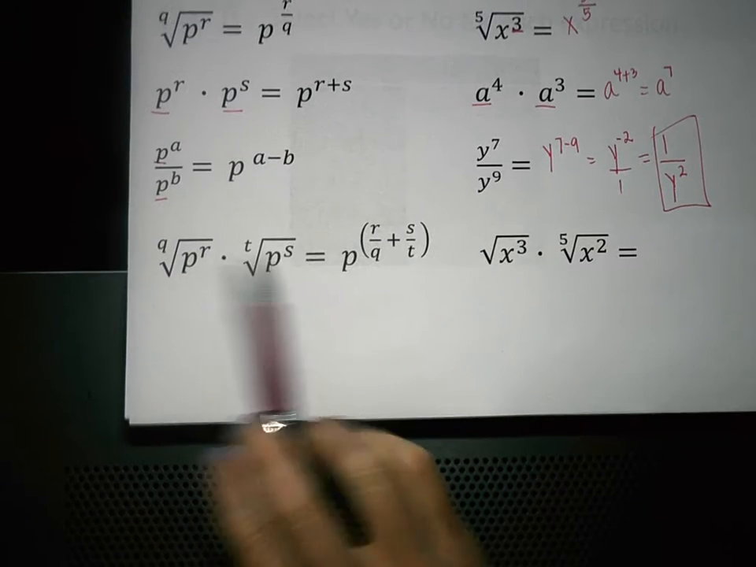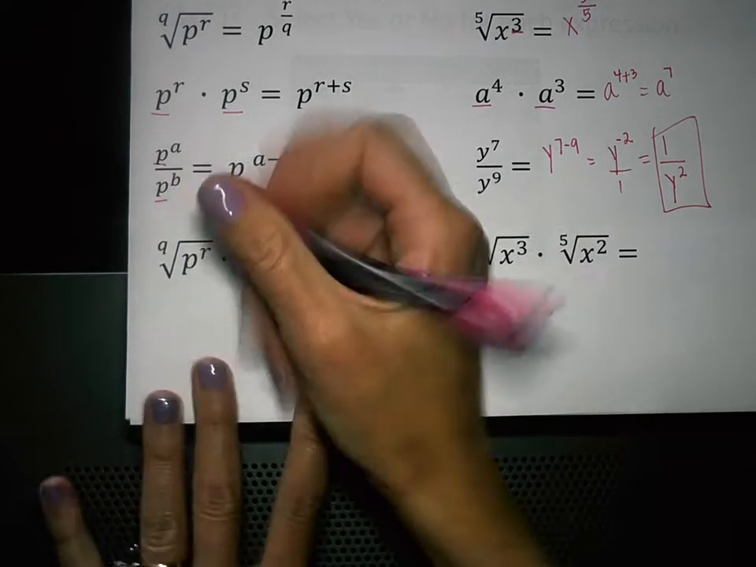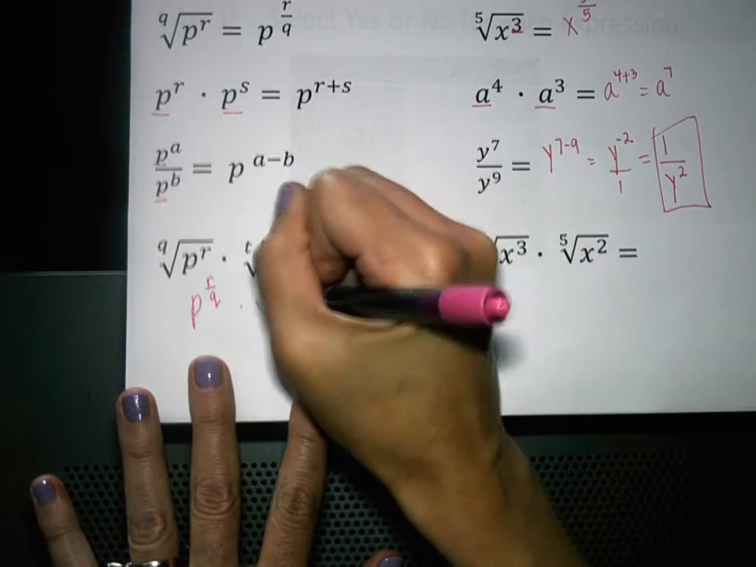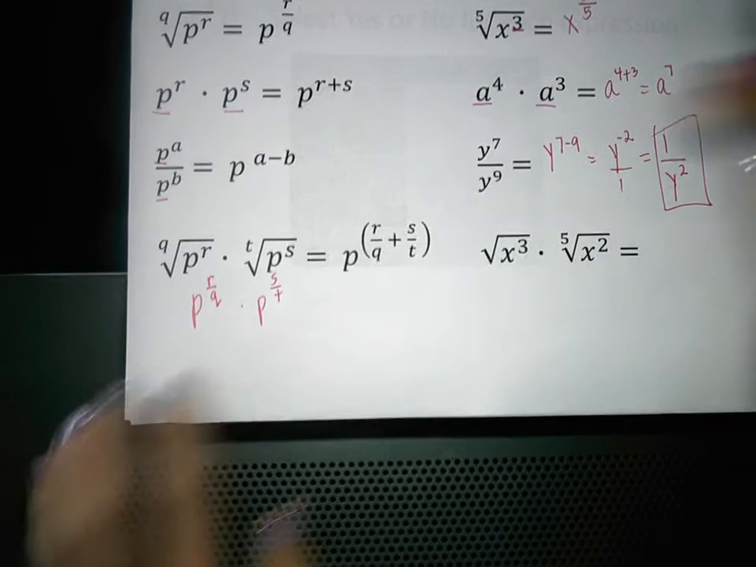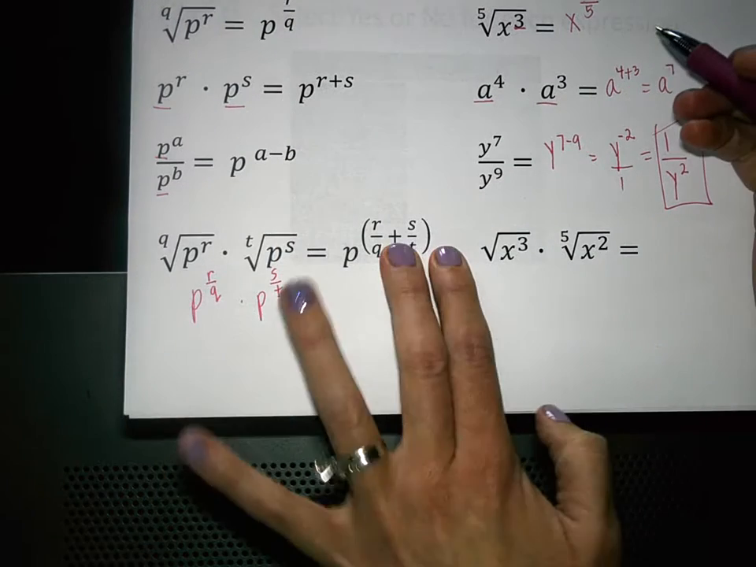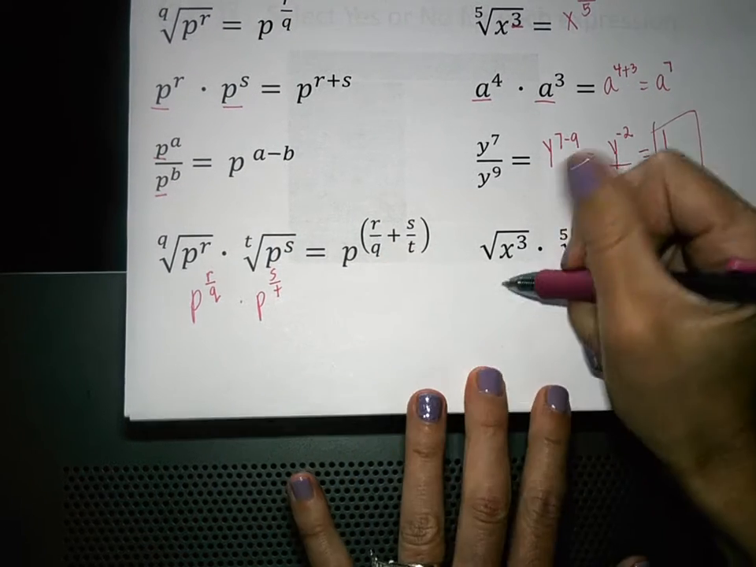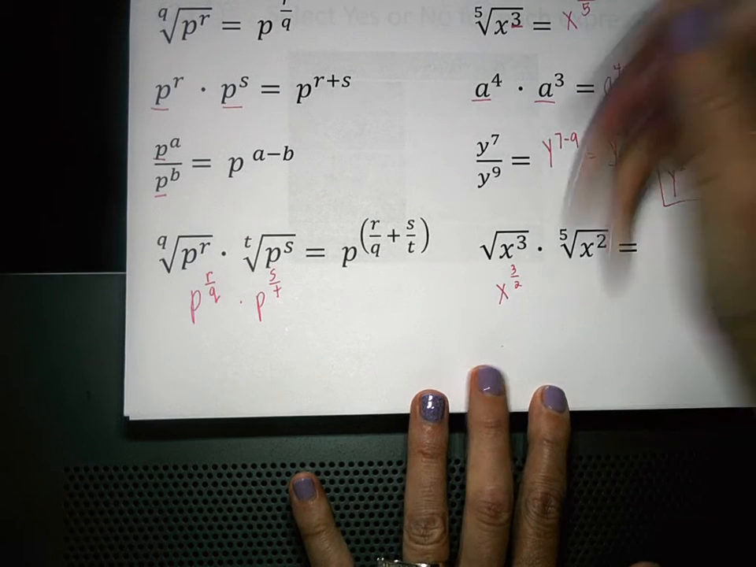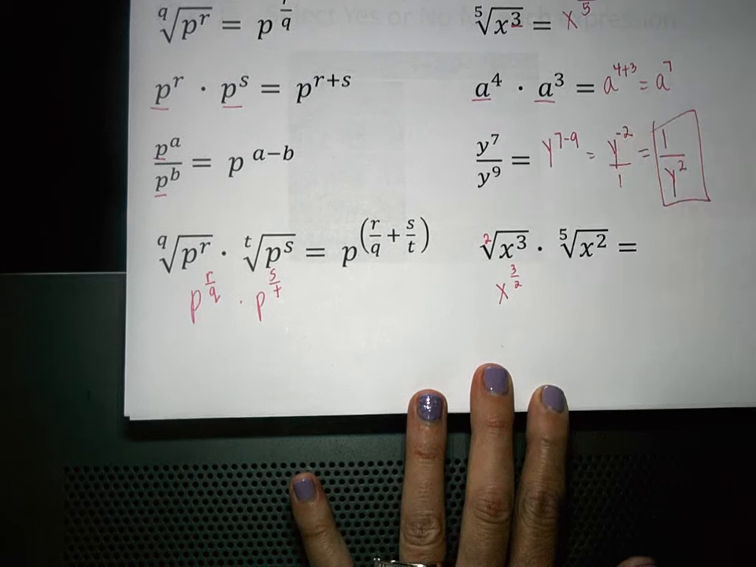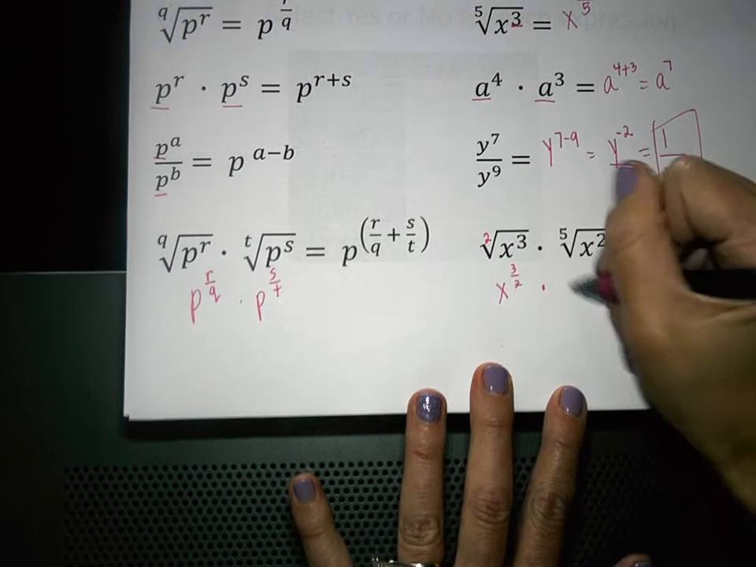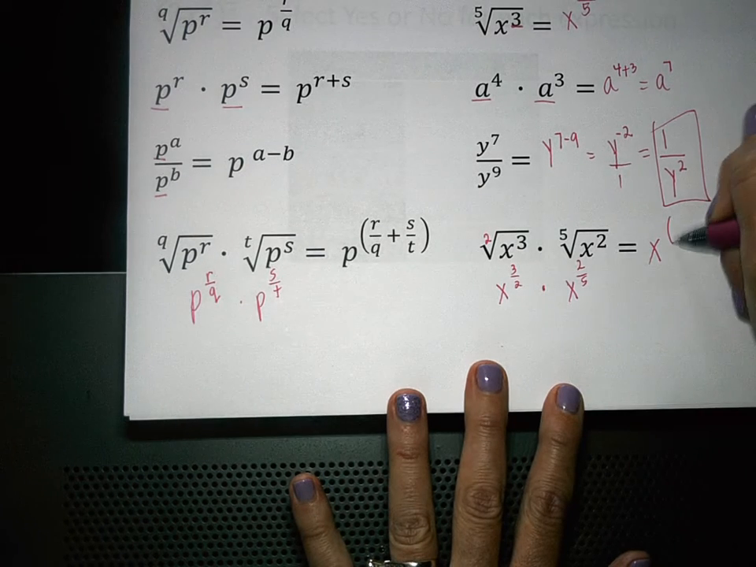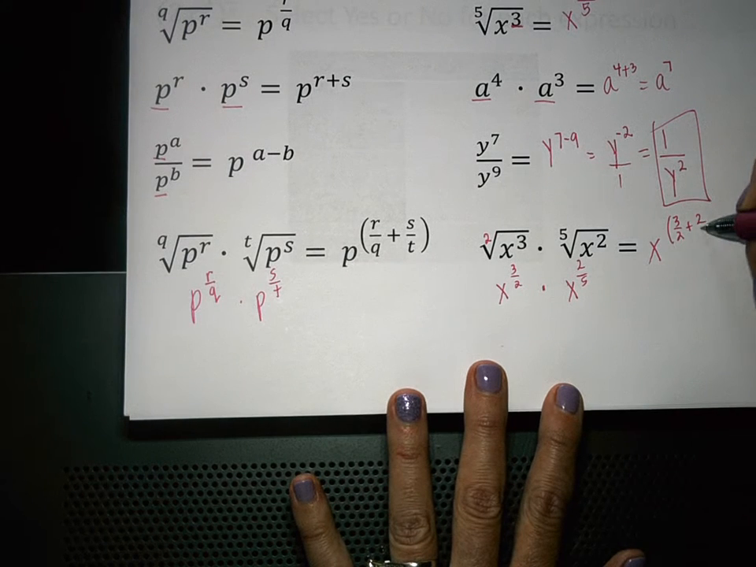This last one, again, if you have 2 square roots, you could change both of these to exponential form. So p to the r over q times p to the s over t. And we have like bases again, so I can add the exponents. Okay, so here this is x to the 3/2, because if you have a square root, it's a 2. And this is saying times x to the 2/5. So that means I can write this as x to the 3 over 2 plus 2 over 5.